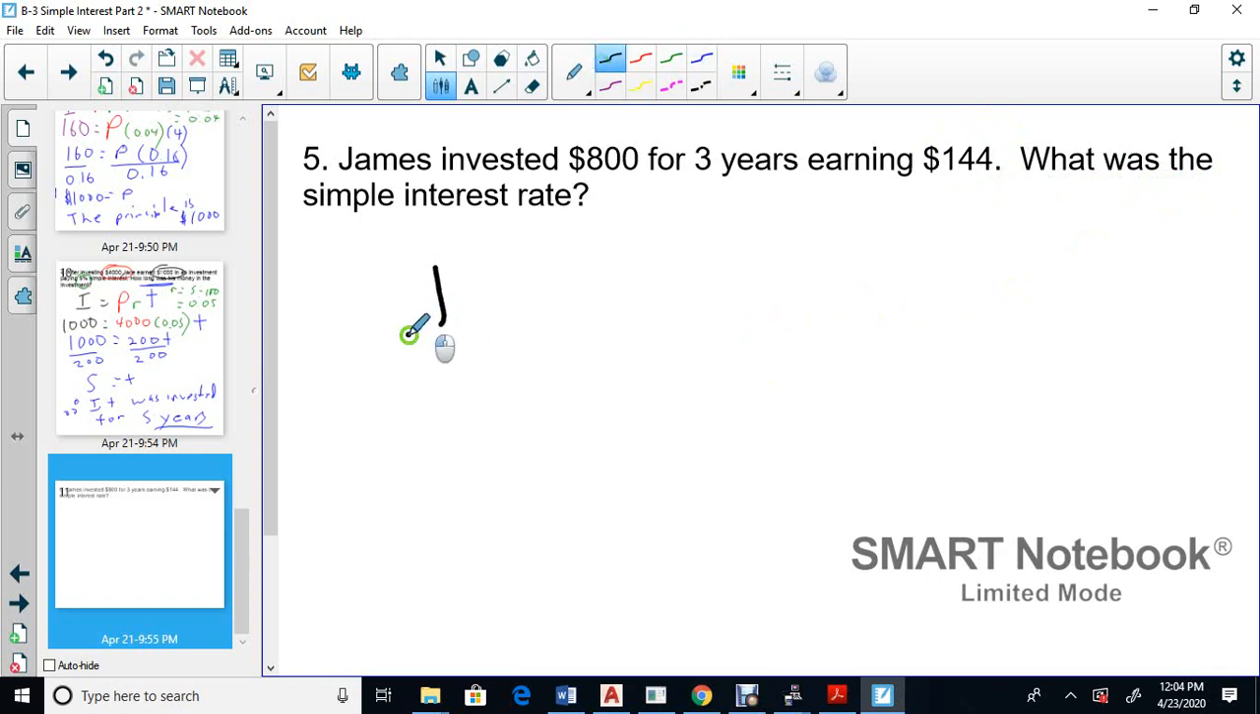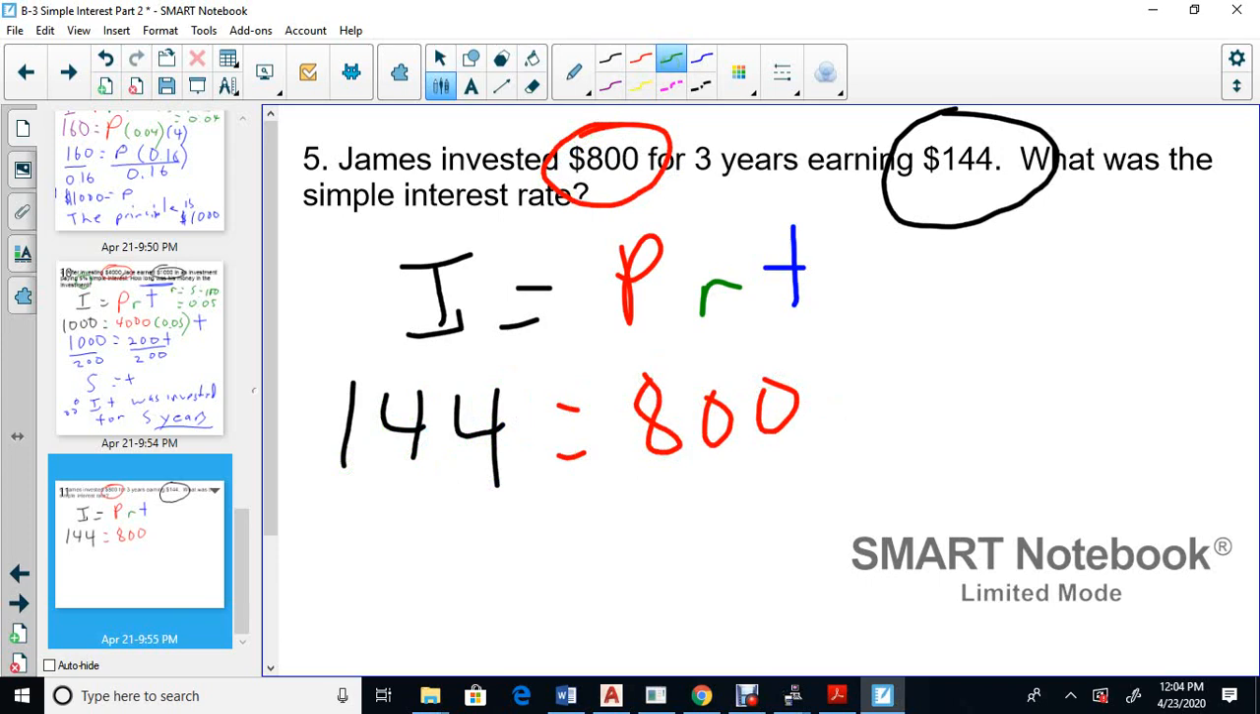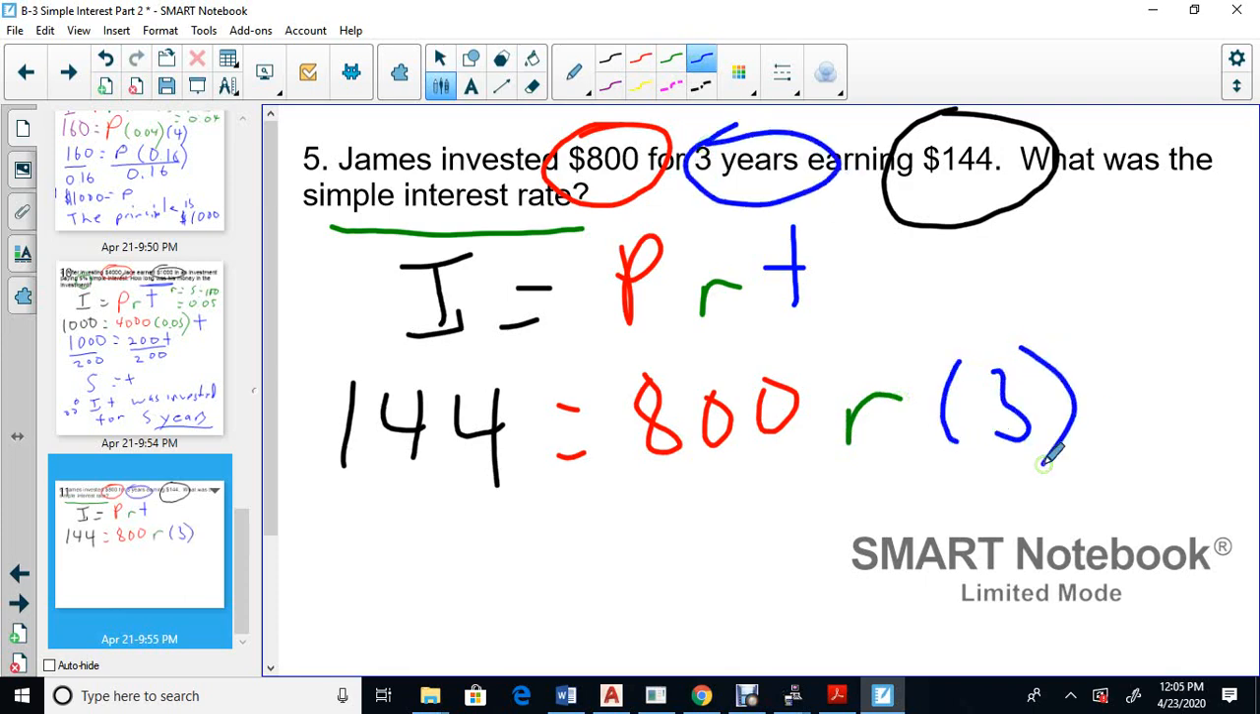We'll go I equals capital P, small r, little t. Let's put all the information in. So now our interest, he earned 144, goes here. Okay, how much did he invest? James invested 800, so it goes here. Our rate, what is the simple interest rate? We don't know, so we put R here. Time, 3 years, so we put 3 there.